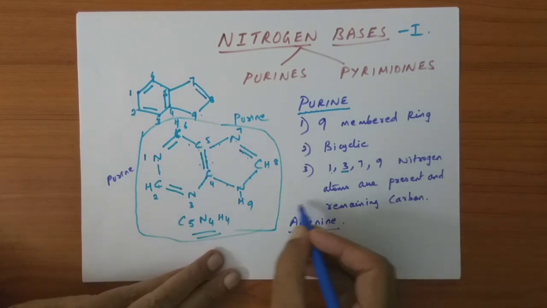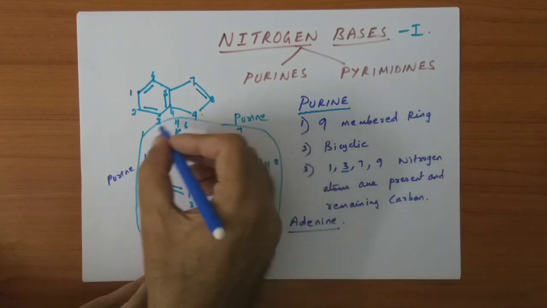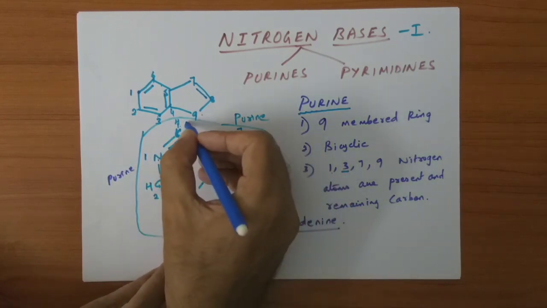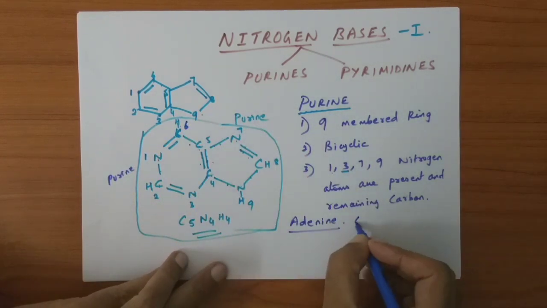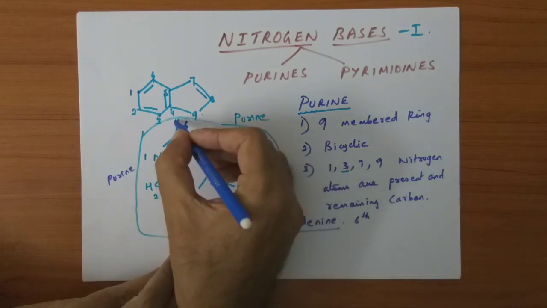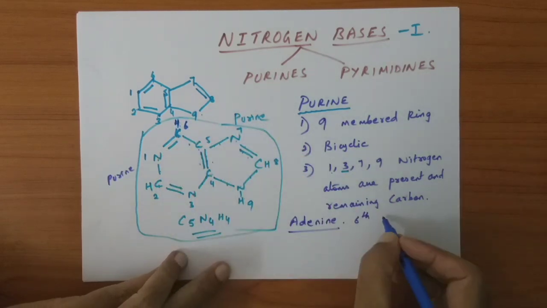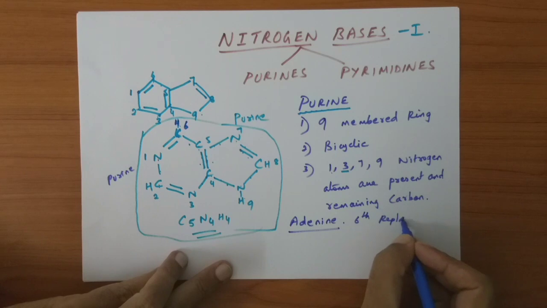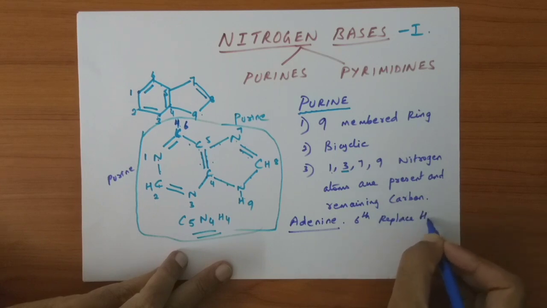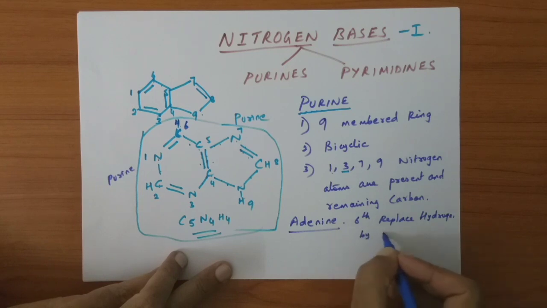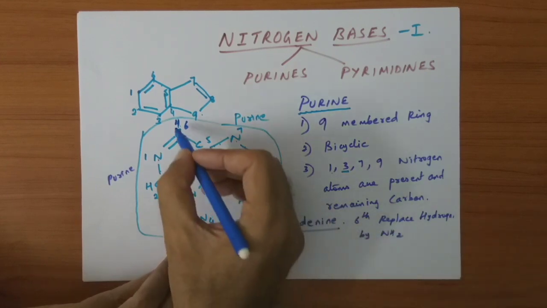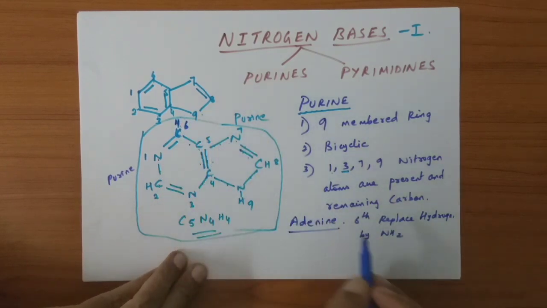If you want to make the structure of adenine, this will be the structure, and in the sixth position you replace this hydrogen atom by NH2. The moment you write NH2 instead of this hydrogen, this will be the structure for adenine.